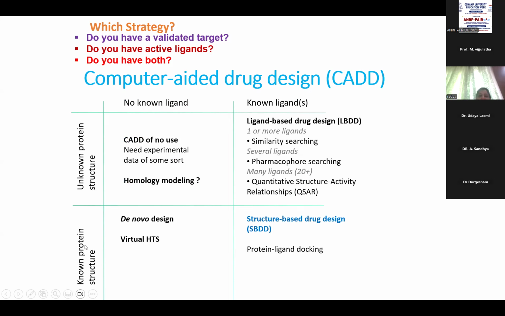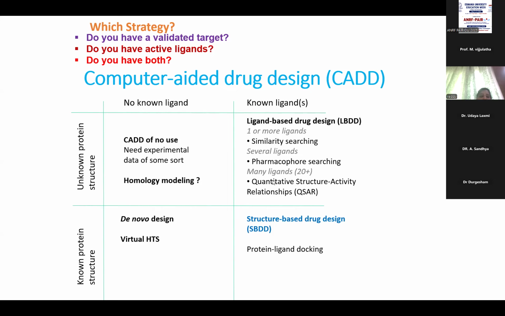So the strategy here is we have to try to analyze what kind of molecules, proteins we have. Do we have any known protein structures? Do we have any known ligands? Based on that, we go for structure-based drug designing, which is nothing but protein ligand docking. And if suppose we don't have any protein structures, but we have known ligands and no known structure available in the database, then we go for ligand based drug designing. That is, if we have one or more ligands, we go for similarity search.